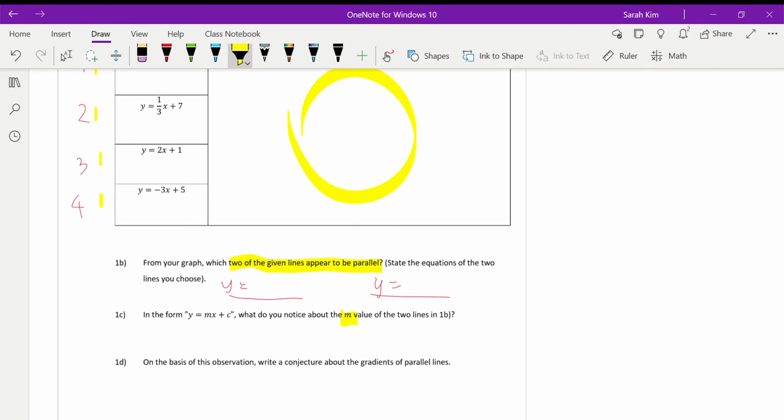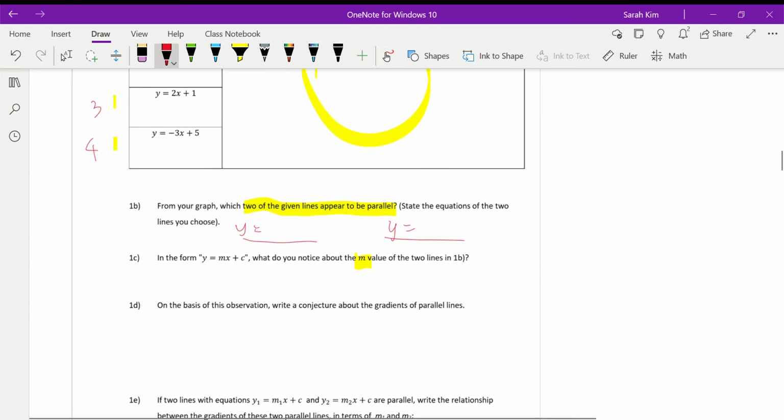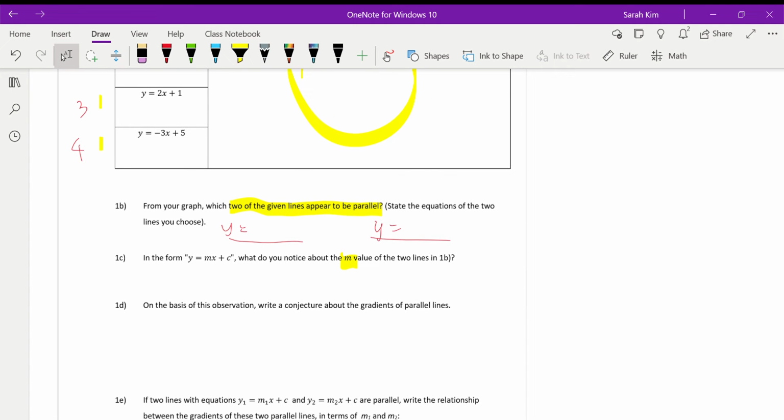Then, on the basis of this observation from part C, you need to tell me a conjecture. If you don't know what a conjecture means, Google it. This is an inquiry-based school. What does it mean to write a conjecture? You have to write a conjecture about gradients of parallel lines. Basically, you need to write some sort of rule for parallel lines about gradients.